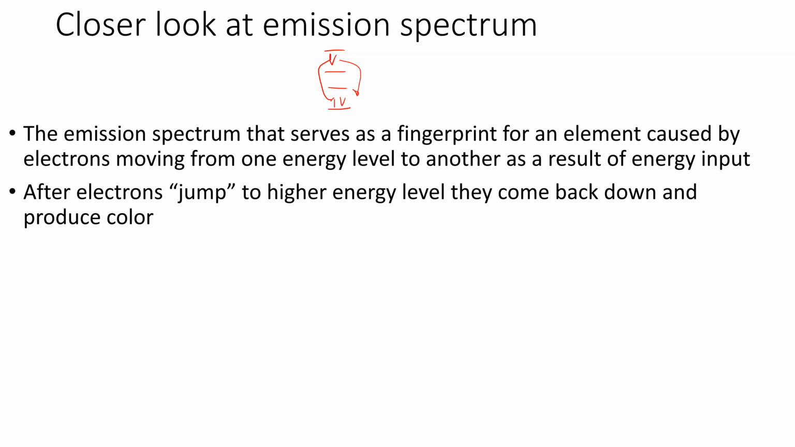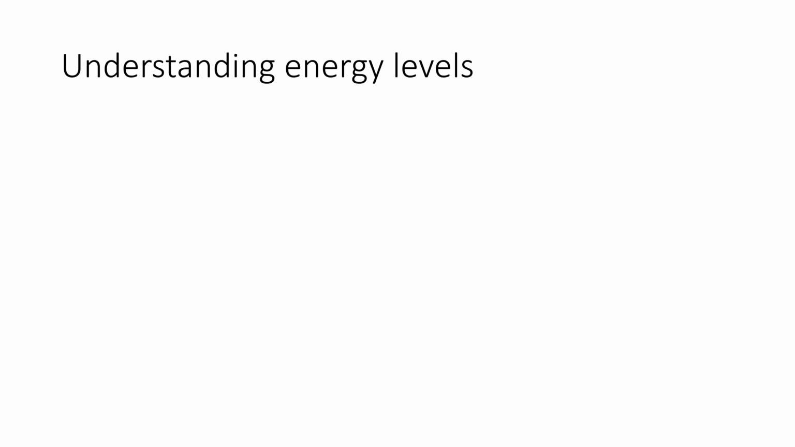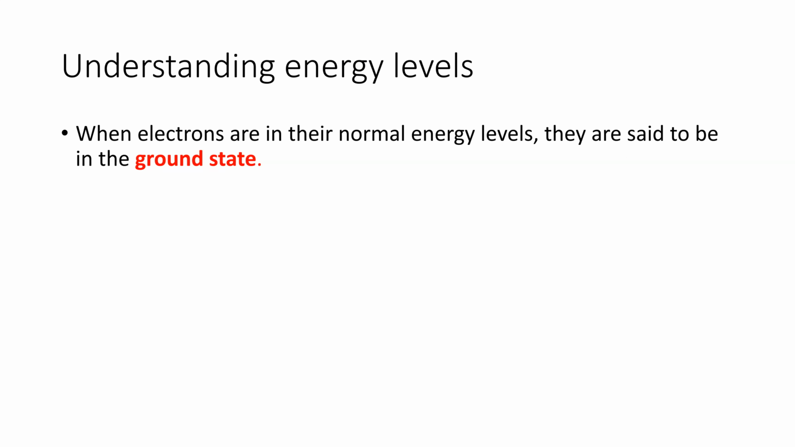After electrons jump to higher energy levels, they come back down and produce color, and that's what you're going to see visually. So let's take a look at these energy levels to understand this a little bit better. So first thing you need to understand, when electrons are in their normal energy levels, they're said to be in the ground state. So if you don't put energy into an electron, they're in the ground state. That's the normal location for that electron, for that element.